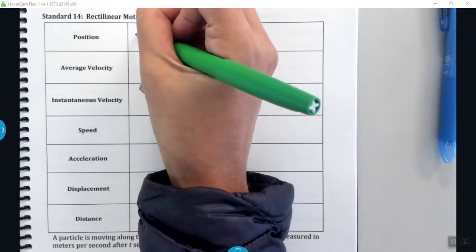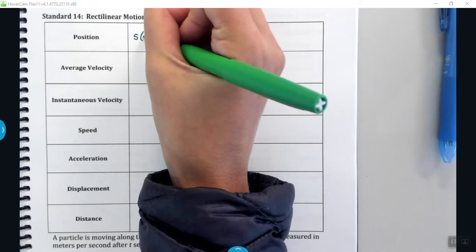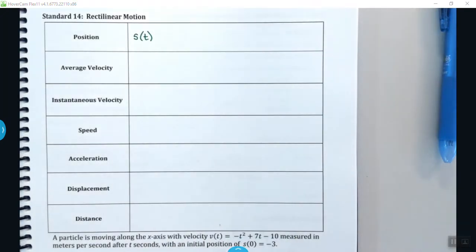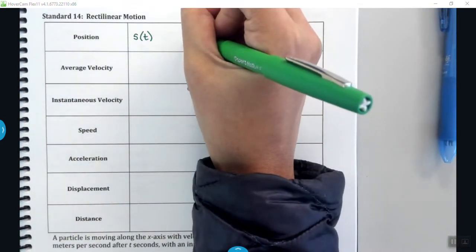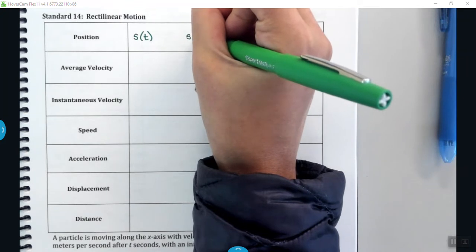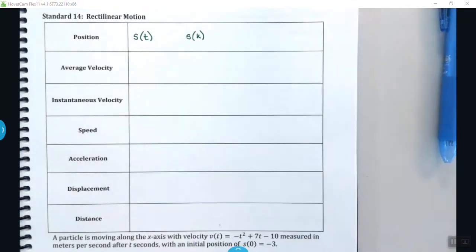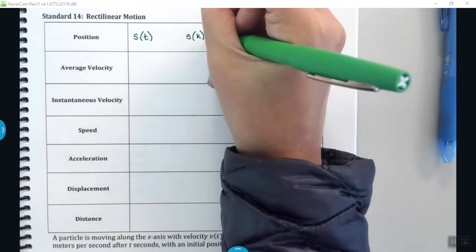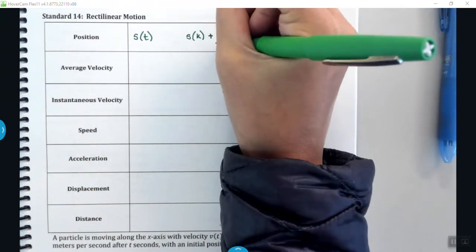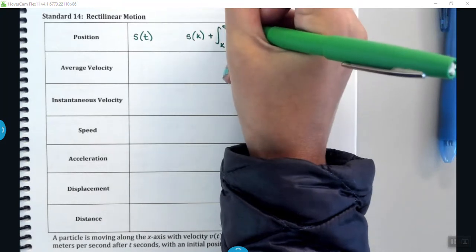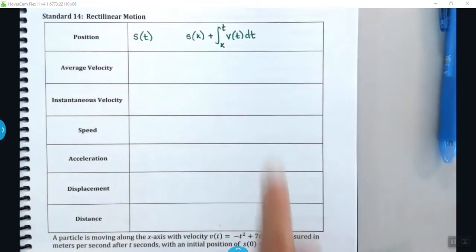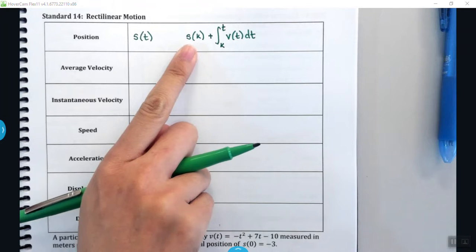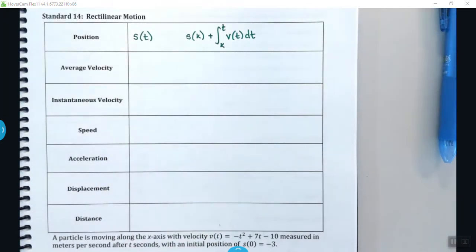Okay, position is still S of t. But if we're talking in terms of velocity now, you would want S of some k, right? Your position at k, whatever's given to you, plus your integral from k to the number that you want of velocity. That's how you find position if you're given velocity and then one location.